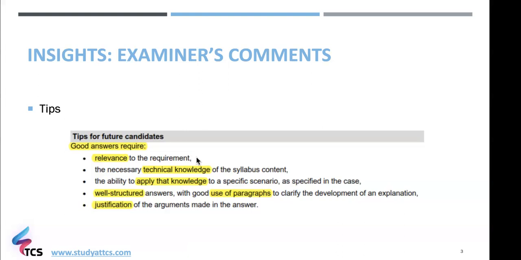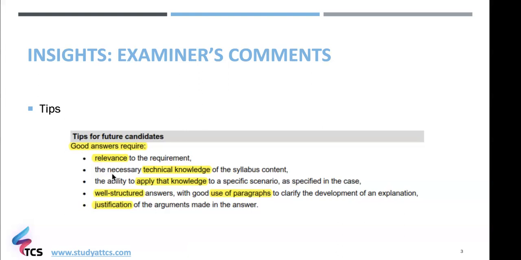And once you are done with the answer structure or the answer plan, you can refer back to the requirement and see whether you had fulfilled the requirement or not. So before you start typing the answer, you are making sure that you are coming up with an answer which is totally aligned with the requirement stipulated as part of your paper. So if you want to come up with a good answer, your answer needs to be relevant to the requirement.